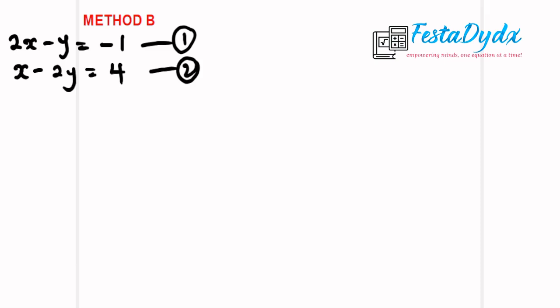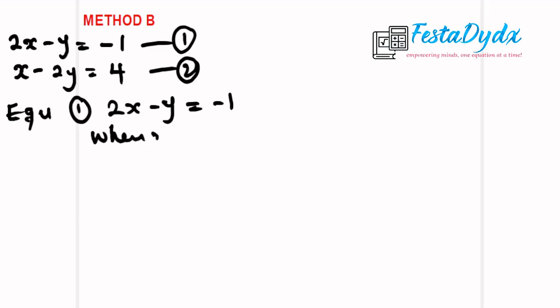Now, for the first equation, what we're going to do in this method is to make x 0 first. Whatever we do for equation 1, we're repeating it for equation 2, remember. So, equation 1, 2x minus y equals to minus 1. If I make x 0 here, I'll be able to get the value for y. And if I repeat the same thing for y, make y 0, I'll be able to get the value for x.